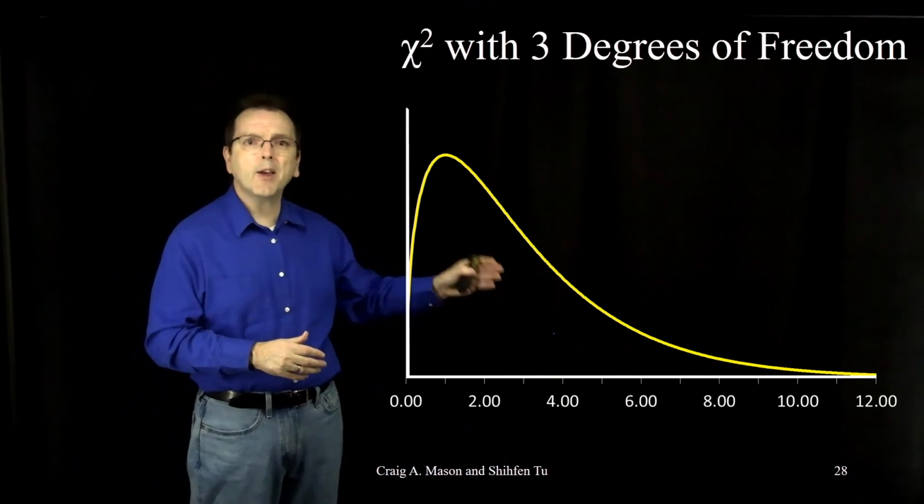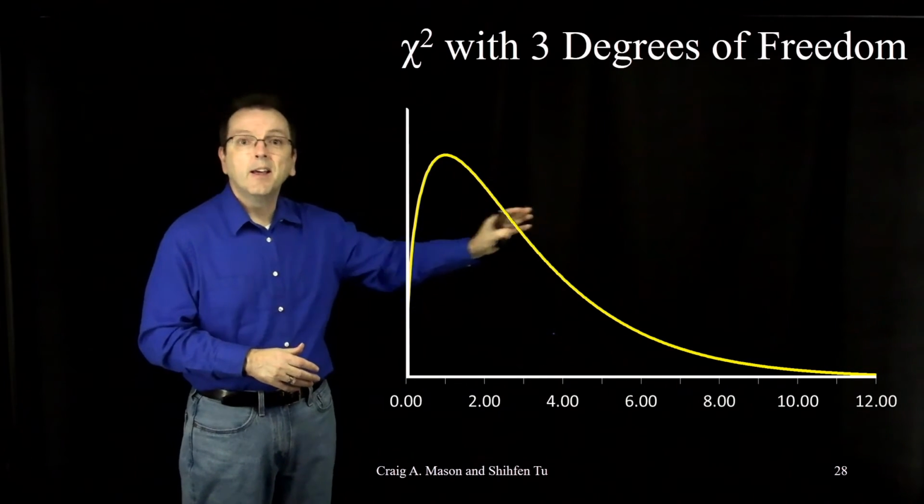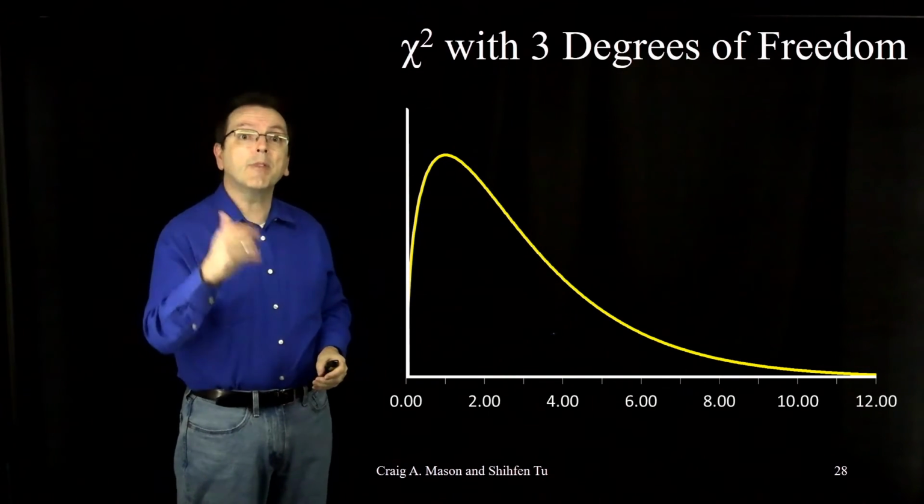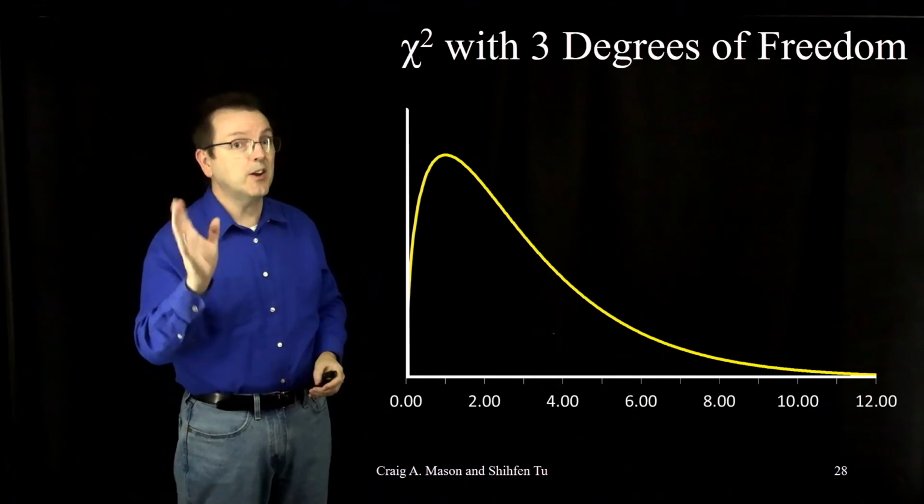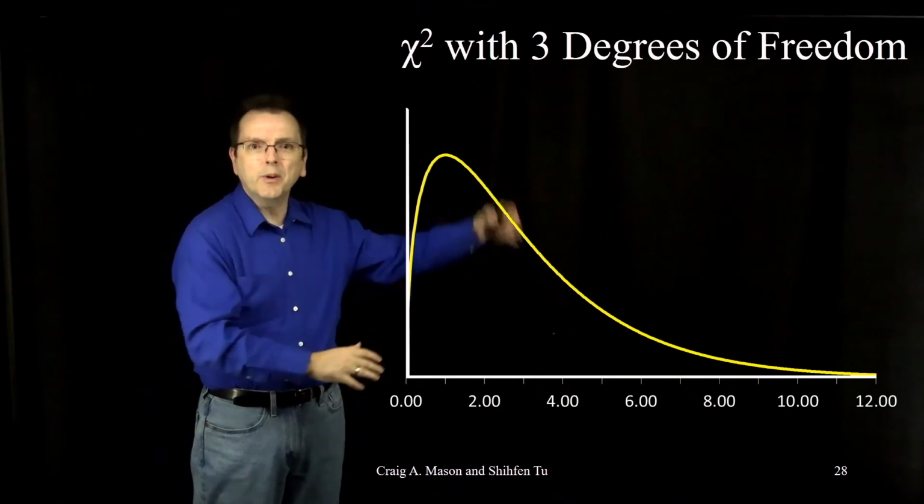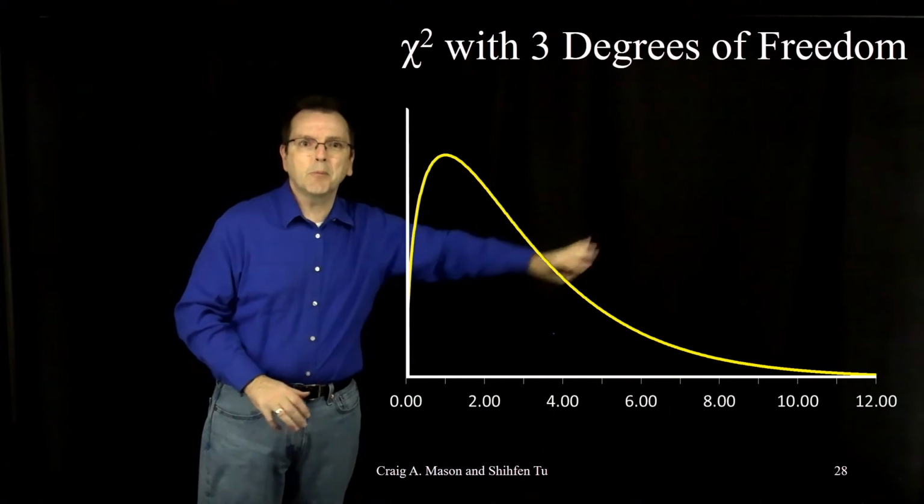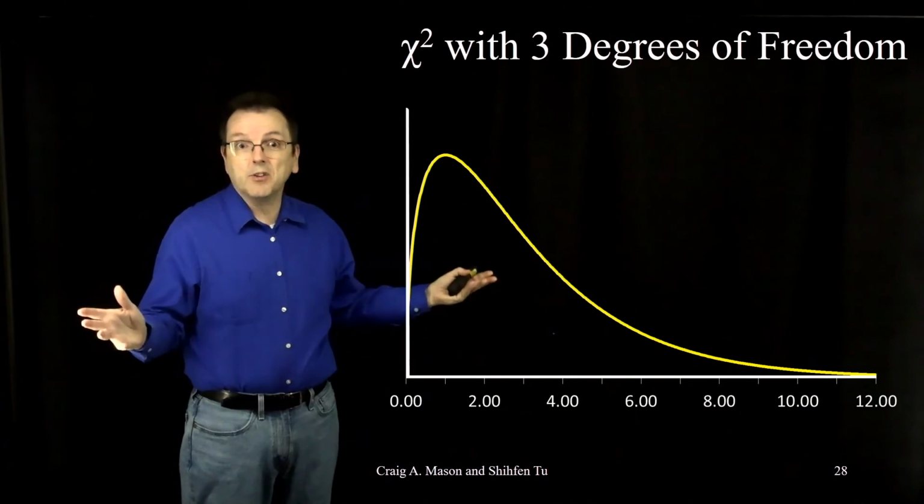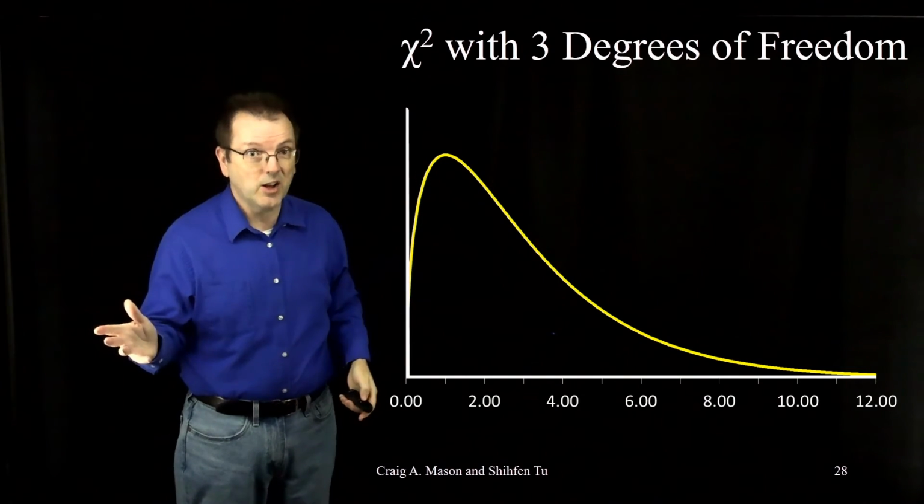What chi-square value is so extreme that only 5% of the time would we randomly get a value that large or larger if the null is true? What's that chi-square value where only 5% of the distribution is beyond that point and would result in us rejecting the null hypothesis?